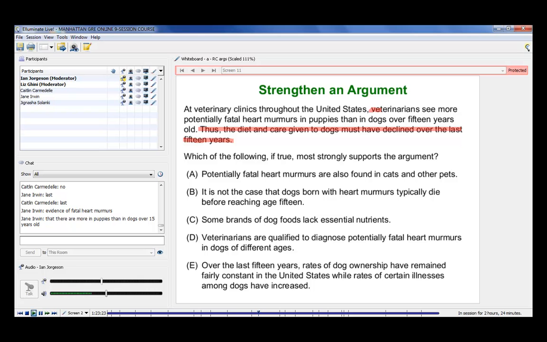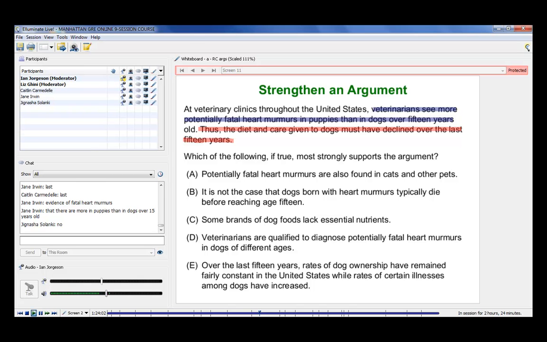More fatal murmurs in puppies than there are in dogs over 15 years old. Okay, so what we're really saying is if we look at the rate, the incidence of heart murmurs in puppies, it's higher than the incidence in 15-year-old or older dogs. What do you say? Is that good evidence? Does that prove our conclusion about how care for dogs has gotten worse in the last few years? Jignash is saying that's not very good evidence. I agree with you. It really isn't.